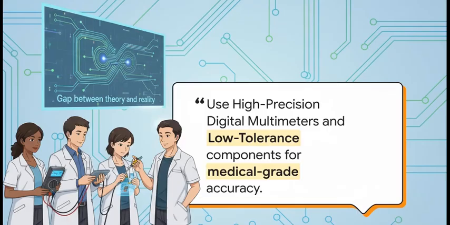So how do we shrink that gap between theory and reality, especially when a life could be on the line? Well, the answer is to tighten our control. We improve accuracy by using better equipment and better components. We move to high-precision multimeters that can see those tiny fluctuations, and we use low-tolerance resistors that perform much closer to how they're supposed to.